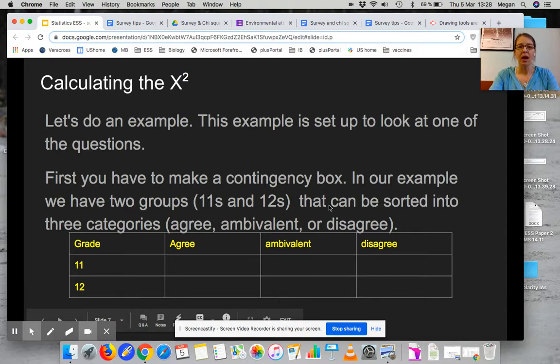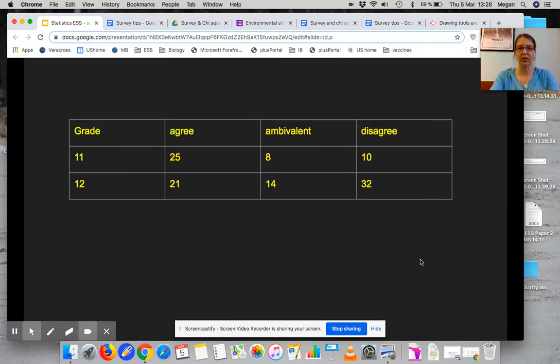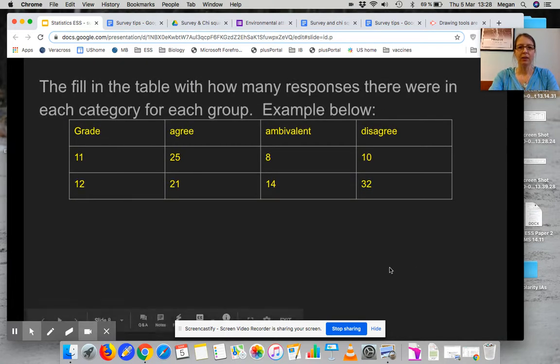So now, if I were to go through and count how many 12th graders for, say, question number 1 agreed, were ambivalent, or disagreed, and then I count how many 11th graders agreed, were ambivalent, or disagreed with that statement, then we can put it into a box. So here is our matrix. We fill it in, and let's just say we had 25 11th graders that agreed, 8 that were ambivalent, and 10 that disagreed. 21 12th graders agreed, 14 were ambivalent, and 32 disagreed.